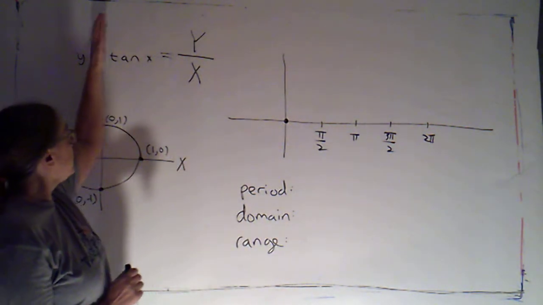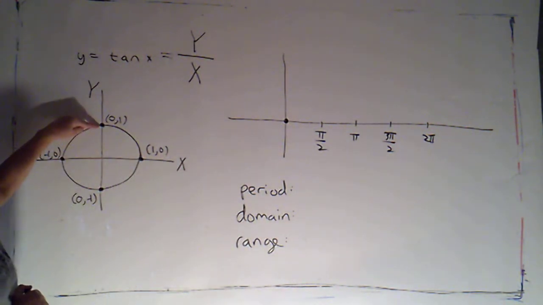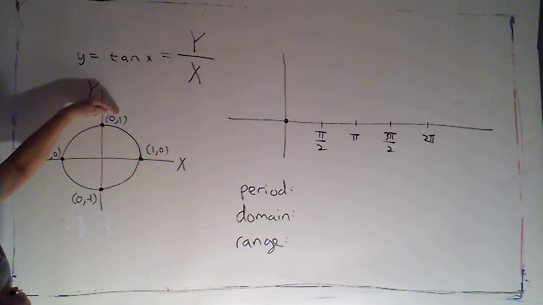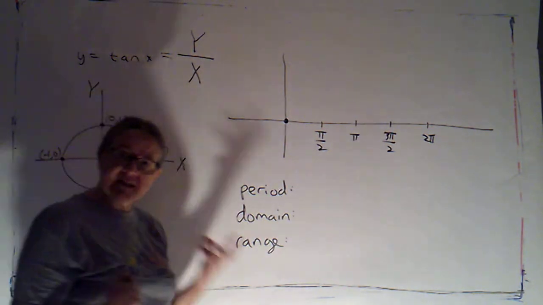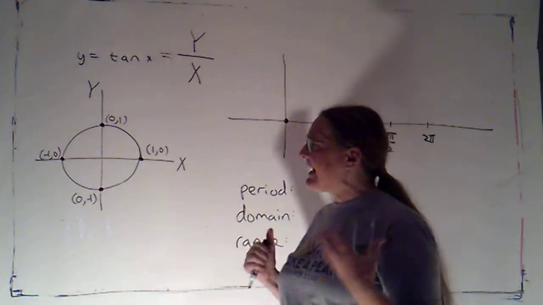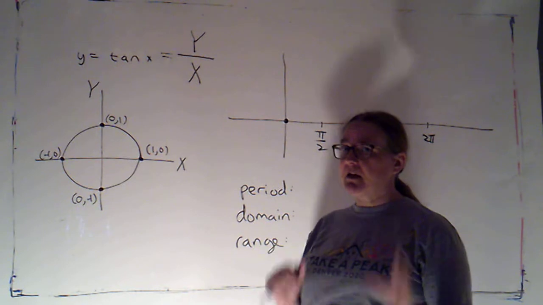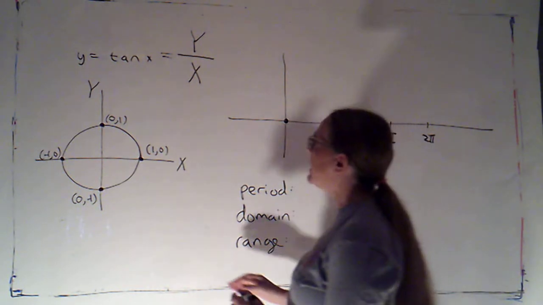At pi over 2, the terminal ray of my angle passes through this point. Y over X is undefined because we would have 1 over 0, and we know we can't have 0 in the bottom. Now I'm suspicious that that means I'm going to have a vertical asymptote, but let's see if that makes sense. With secant and cosecant, when they were undefined, it was because we had a vertical asymptote.